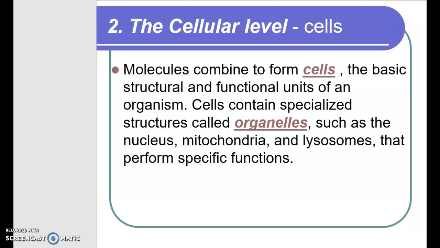Moving up to the cellular level, we take all those different molecules and combine them to form cells. So cells are the basic structural and functional units of an organism, and cells contain specialized structures called organelles. And if you think back to biology, that probably rings a bell inside of your head. But all those structures that we learned about, like the nucleus, the mitochondria, and lysosomes, each of those organelles has a specific function to perform so that our body can once again have what it needs to keep on ticking.